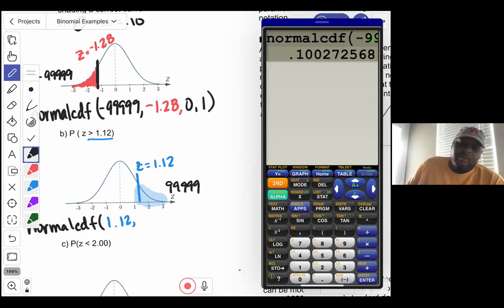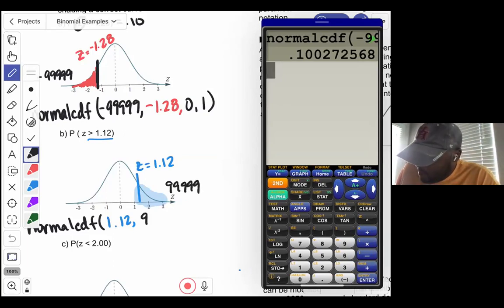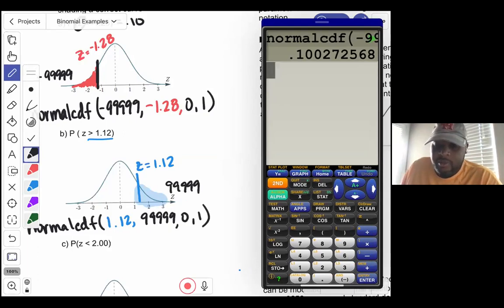99999. So back here, I'll put 99999. And again, I'm on the standard normal. So standard normal mean is 0, standard deviation is 1.